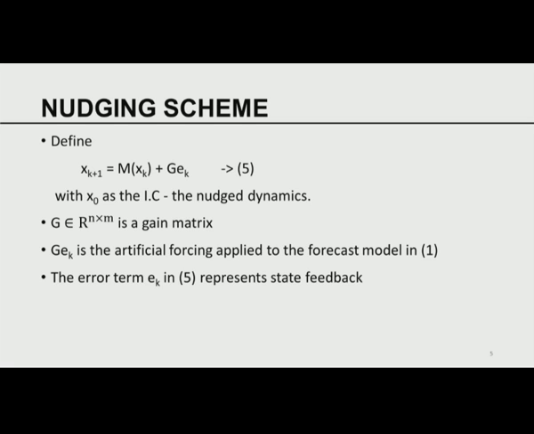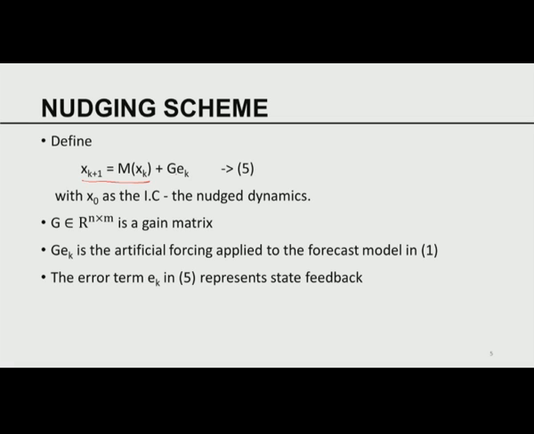Now what is the nudging scheme? Consider an otherwise deterministic model: x_{k+1} is equal to M of x_k. Please understand, x_k is the forecast starting from x_0 on the model M. M may have errors, the initial conditions may have errors. So the forecast x_k generated out of the model equation may have errors.